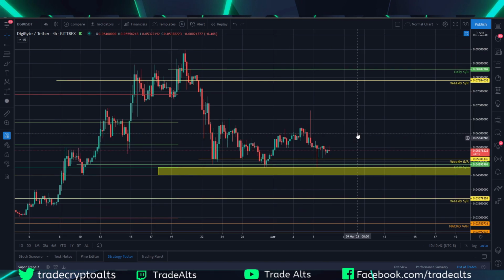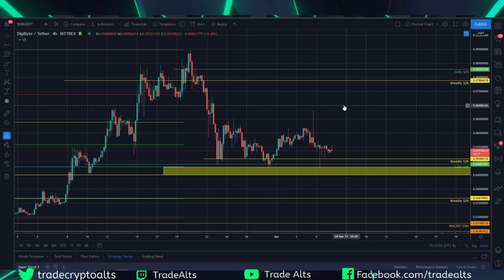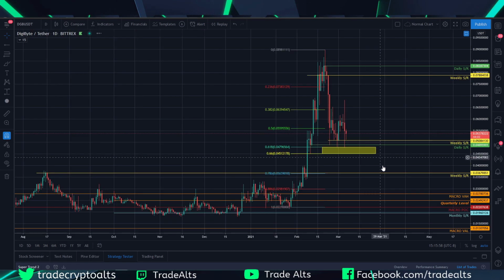And then as far as the upside, your resistance is this weekly level here at almost 8 cents, right in this region. You obviously would need to reclaim this in order to look for continuation higher. But let me see if there's anything else that I want to point out.